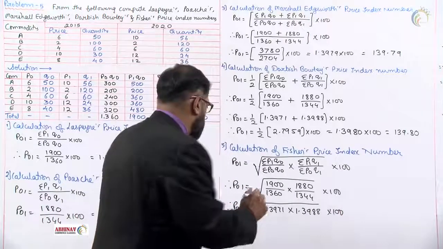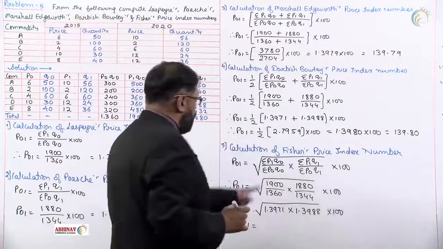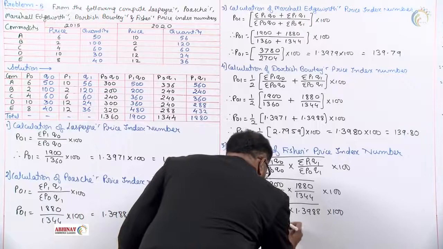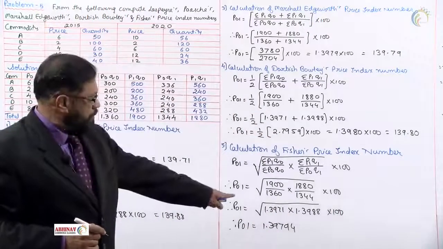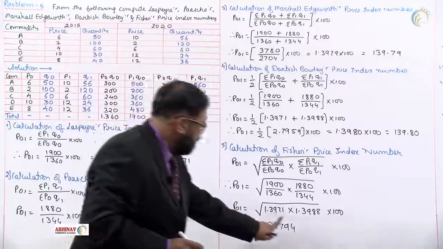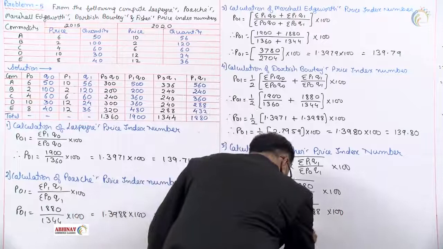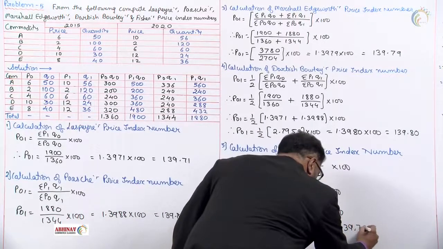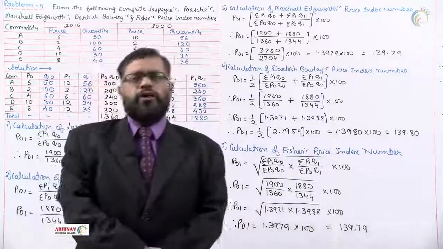Directly find the root. When you find the root, the answer of the root, P01, is 1.39794. 4 digits we want. We exclude the fifth one, which is less than 5, into 100. So the answer we get is 139.79. That's all. That is how we solve it.